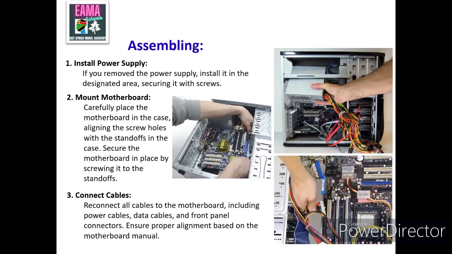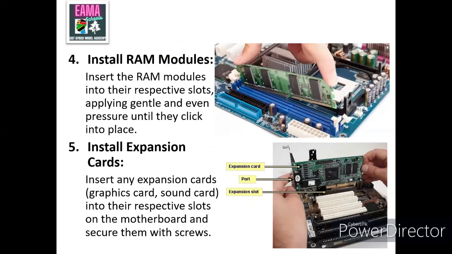3. Connect cables. Reconnect all cables to the motherboard, including power cables, data cables, and front panel connectors. Ensure proper alignment based on the motherboard manual. 4. Install RAM modules. Insert the RAM modules into their respective slots, applying gentle and even pressure until they click into place. 5. Install expansion cards. Insert any expansion cards, graphics card, sound card into their respective slots on the motherboard and secure them with screws.